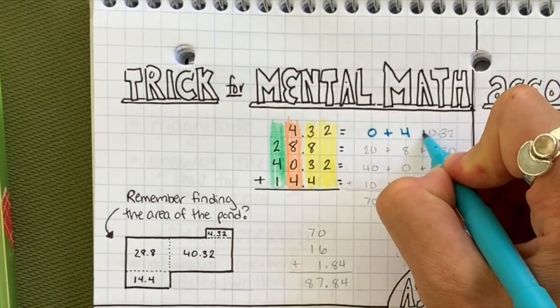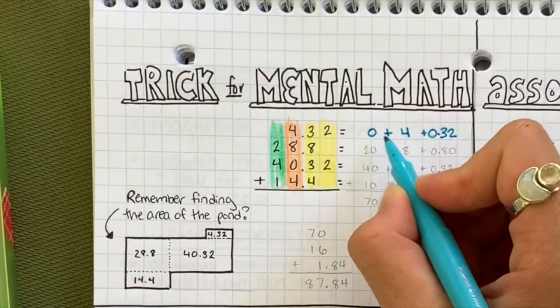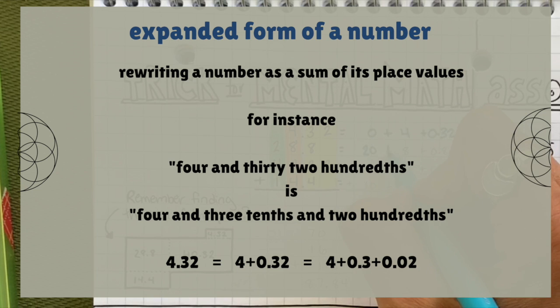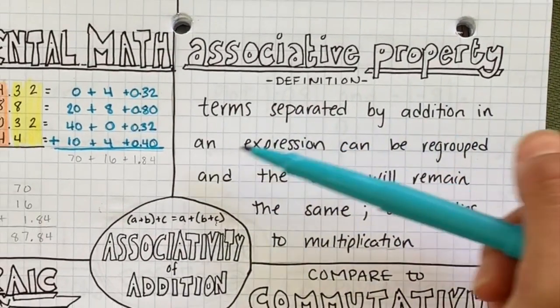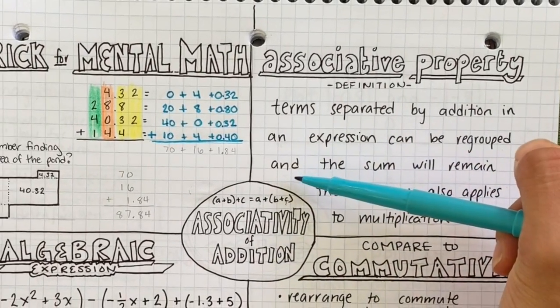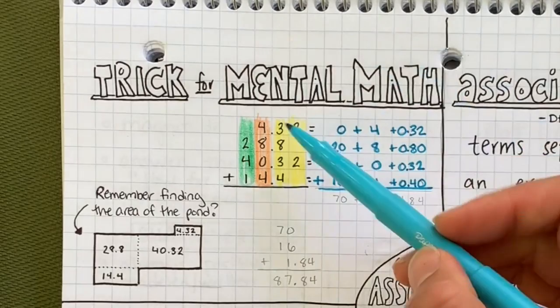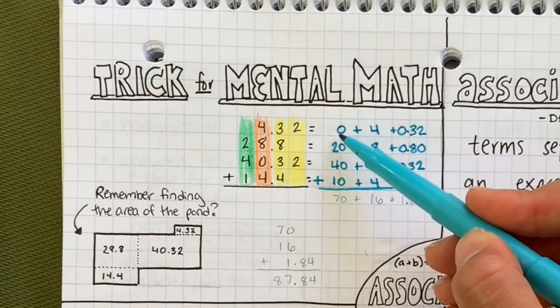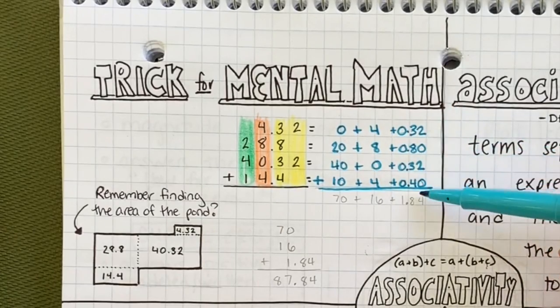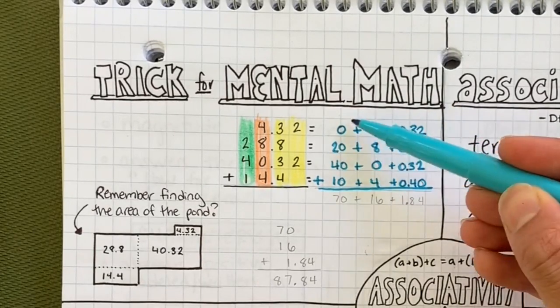We can write each sub-area in expanded form. Expanded form of a number is rewriting a number as a sum of its place values. For instance, 4 and 32 hundredths is 4 and 3 tenths and 2 hundredths. Associativity of addition tells us that terms separated by addition in an expression can be regrouped and the sum will remain the same. So rather than adding these 4 values as they are, I can expand them and find the sum of the decimal values, the ones, and the tens.